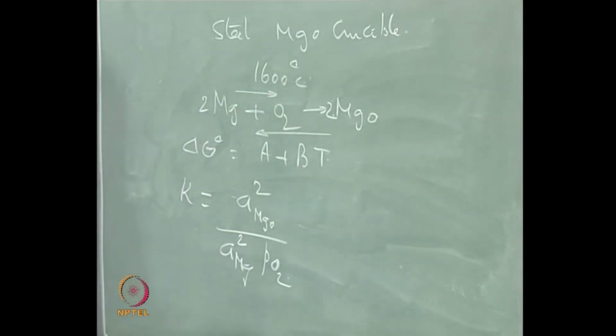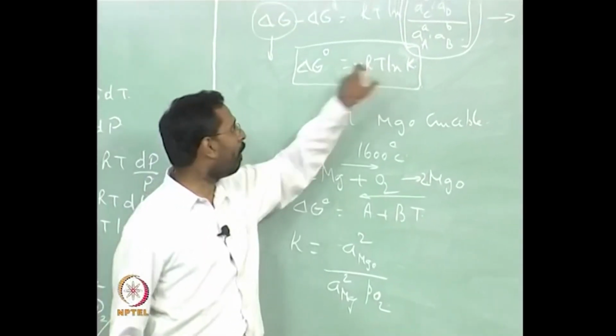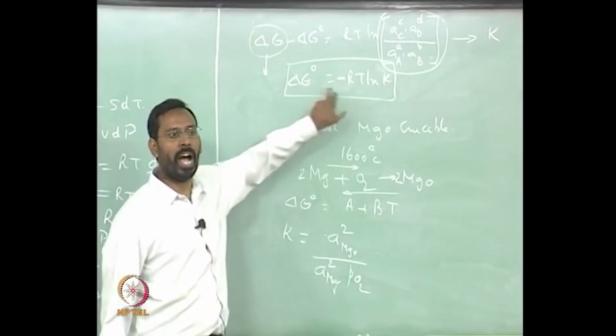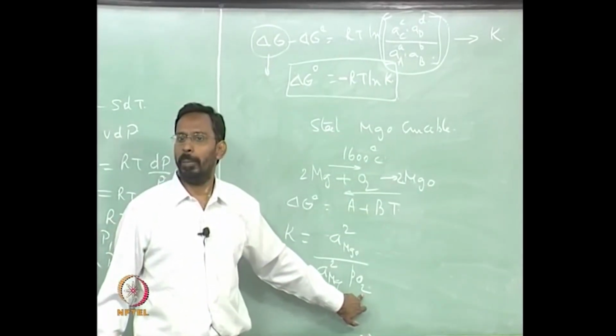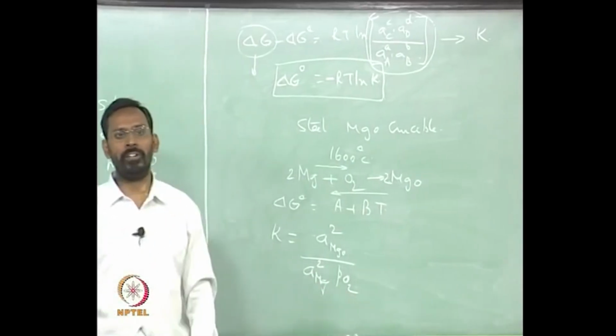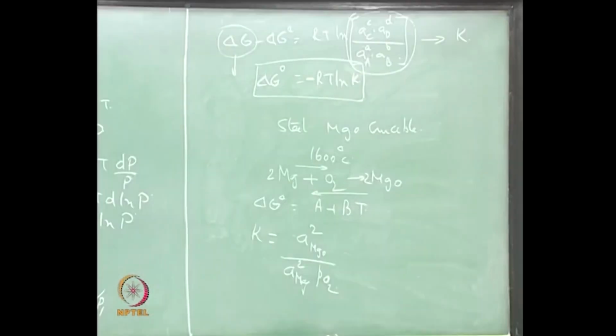For example, if I know the delta G naught as a function of temperature, I put 1600 degrees centigrade into it. Remember that whenever we talk of thermodynamics we use temperature in Kelvin, so convert it into Kelvin and put it in. Then you will know delta G naught, which is nothing but minus RT ln K. Once I know delta G naught I will know K, and once I know K I will know the equilibrium partial pressure of oxygen at that temperature, which keeps changing at different temperatures.